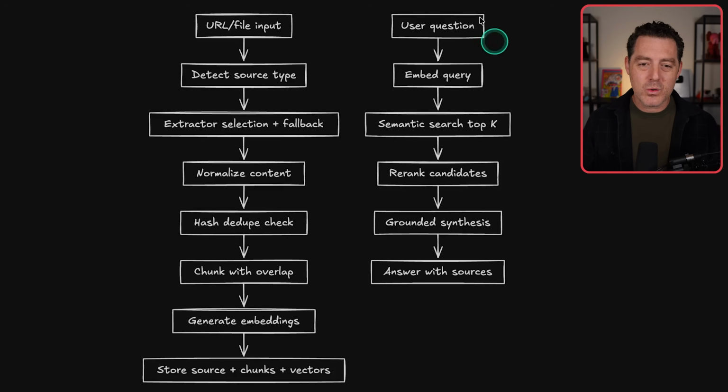And so the way this works is I take a file or URL, I drop it in Telegram, it detects the source type, extracts all the information from it, normalizes it, chunks it, puts it in the vector database, and then stores it.